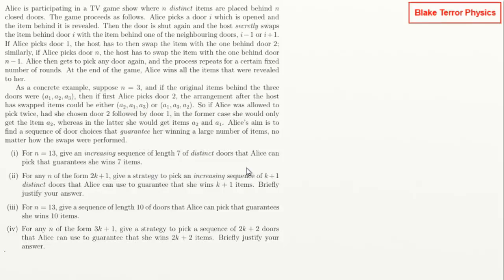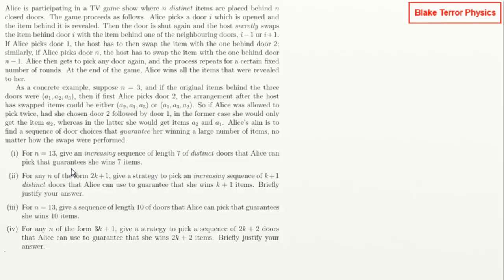So if Alice was allowed to pick twice, had she chosen door 2 followed by door 1, in the former case she would only get item A2, and in the latter she'd get A2 and A1. Okay, this is all fine. Alice's aim is to find a sequence of door choices that guarantee her winning a large number of items, no matter how many swaps are performed. N is 13, so we've got 13 doors. Give an increasing sequence of length 7 of distinct doors that Alice can pick that guarantees she wins 7 items.